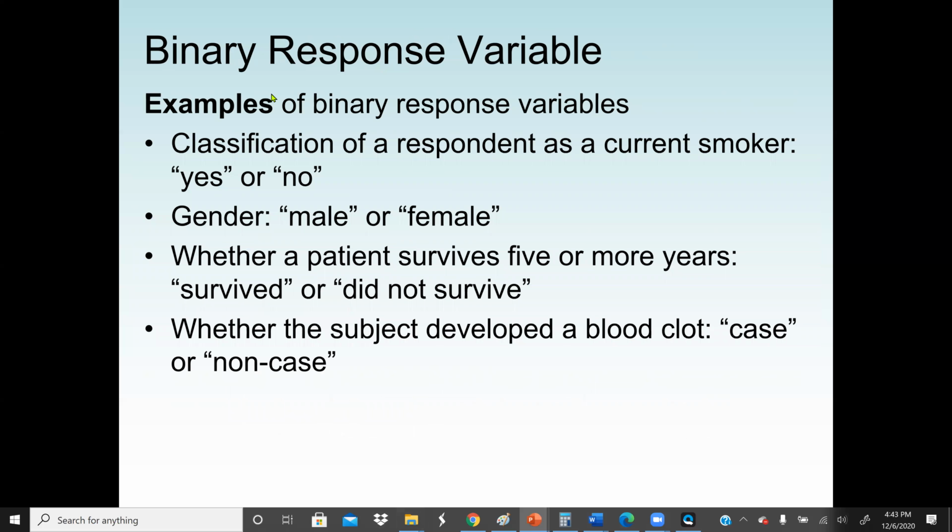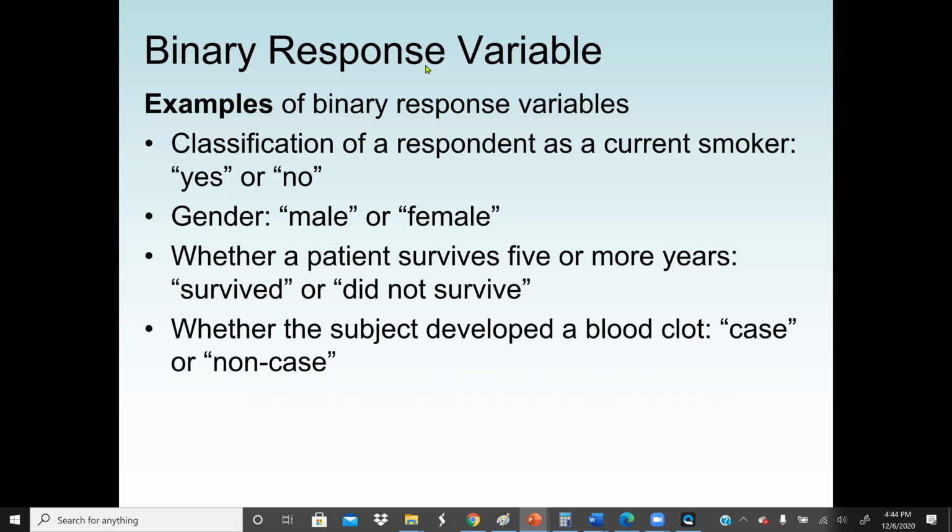So we start with the different types of variables, especially categorical ones. In the medical field, as this course is about statistics, categorical response variables are mostly yes or no. For example, the classification of a respondent as a current smoker is yes or no. Gender is male or female. Binary means two.